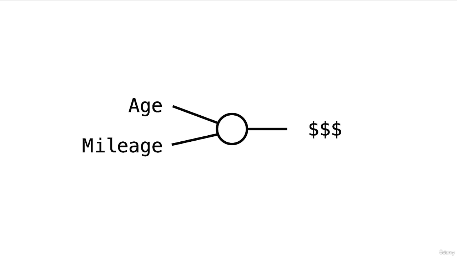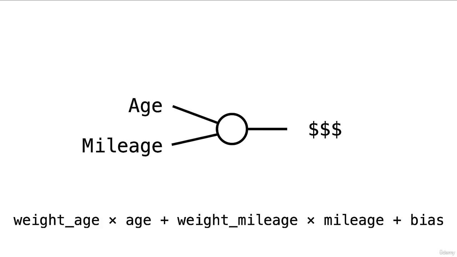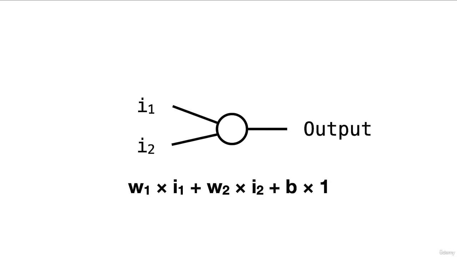The question is, what does the calculation in the neuron look like? Here it is. Weight of the age times age plus weight of the mileage times the mileage plus the bias. But most neural network diagrams generalize the inputs and weights by using subscripts like this. The weight belongs to the input connections of the neuron.